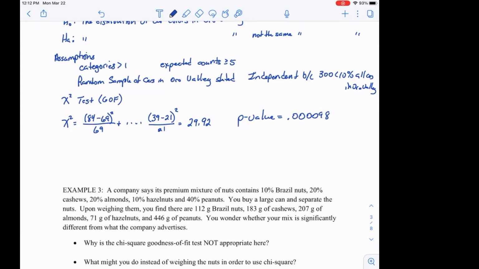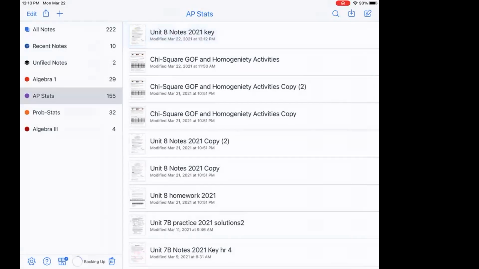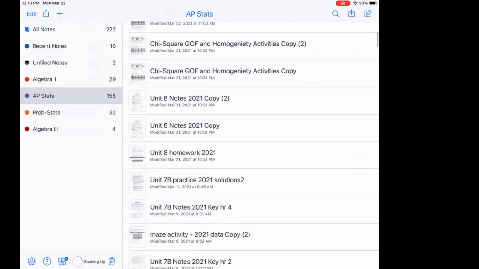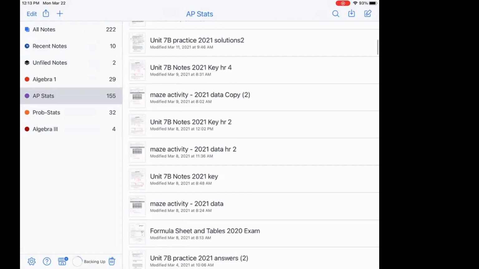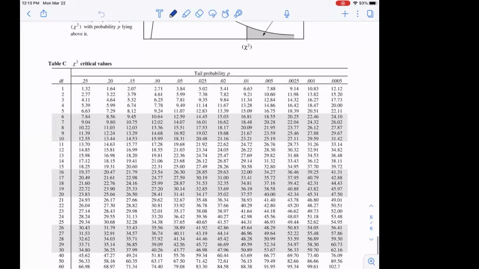Now, I did not show you how we could do this by hand yet. Okay, so let's jump out and look at our table real fast. We have to remember 29. I don't even know if 29.92 will be on there, but we'll look. Okay, so we're going to go to the formula sheet. How are we going to use a chi-squared table?